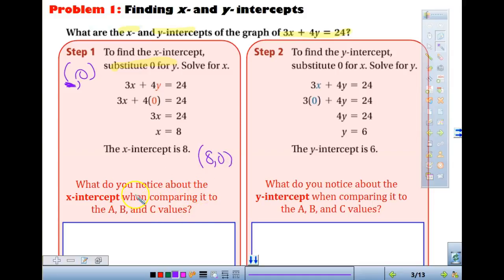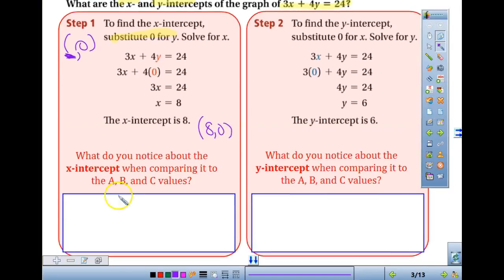It says, what do you notice about the x-intercept comparing the values for A, B, and C? So we want to identify what A is in this problem. A is always what's times x, so A is 3, B is 4, and C is 24. So is there a relationship between A, B, and C and how we got this number 8? I want you to talk to your shoulder partner for just a minute. So just take a minute.